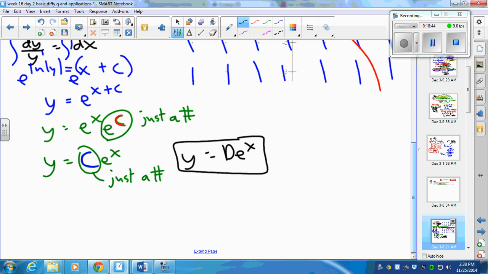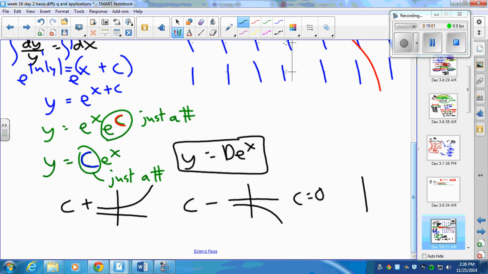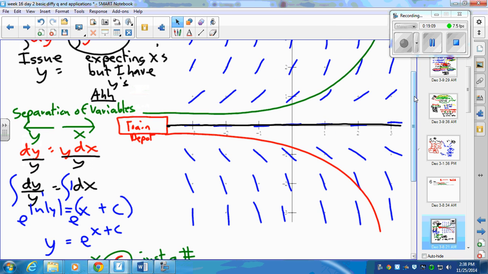The big thing to notice though is if you have y equals c e to the x, if you want to graph those, if c is positive, the graph looks like this. If c is negative, the graph looks like that. And if c happens to be 0, the graph looks like that. So it fits my options that I had up here where it bent up and it bent flat and it bent down.